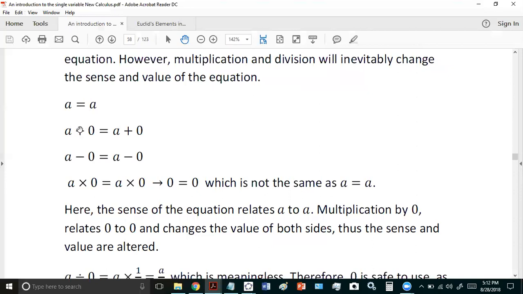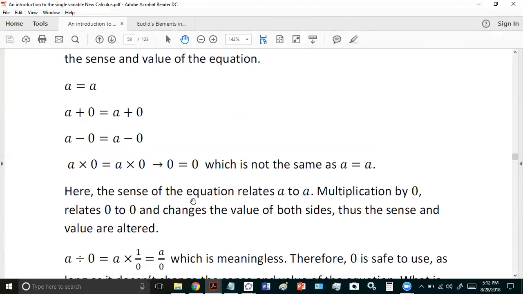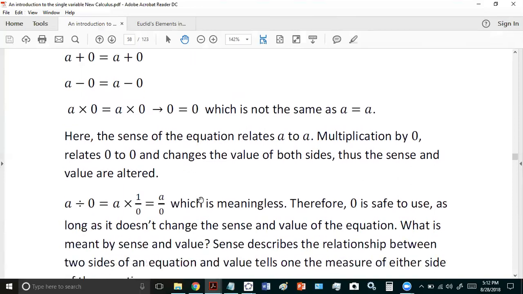these operations here, the addition and subtraction. Well, if we add 0 to both sides, it's still a is equal to a. And if we subtract 0, it's still a is equal to a. But now, the problem with multiplication is that 0 equals 0 is not the same as a is equal to a, right? So the sense of the equation relates a to a. Now, if we multiply the equation both sides by 0, then it changes the value of both sides. So both the sense and the value are altered, and you no longer have the original equation that you had.